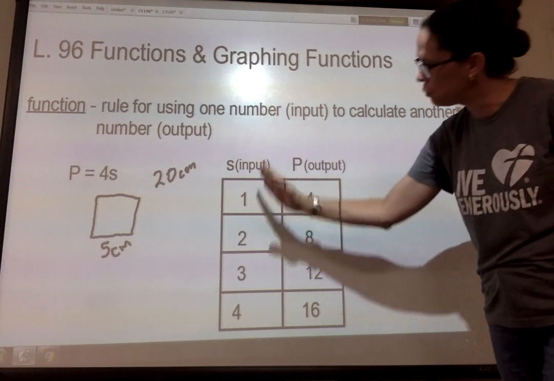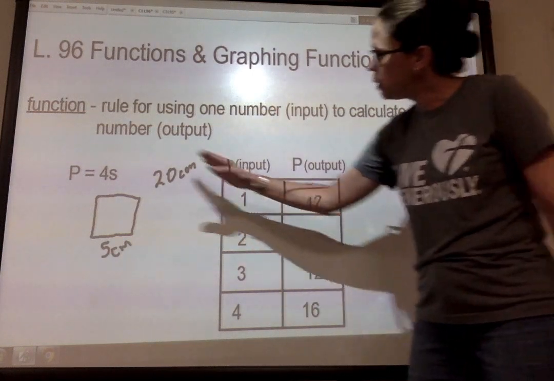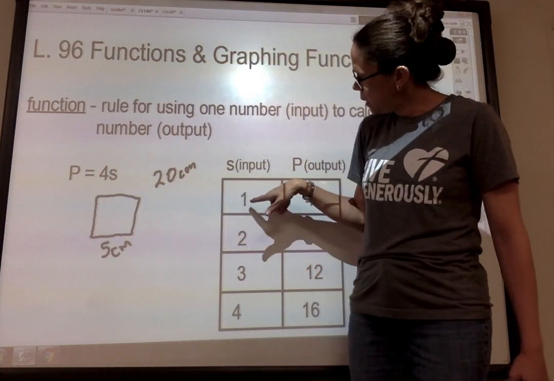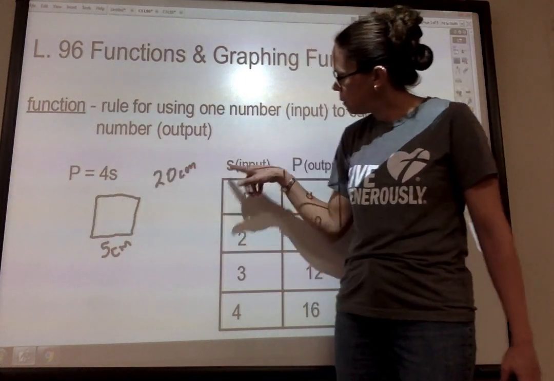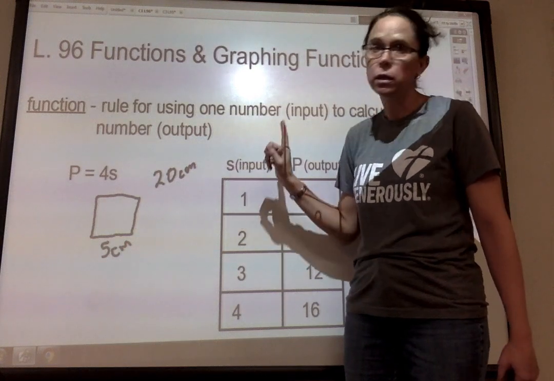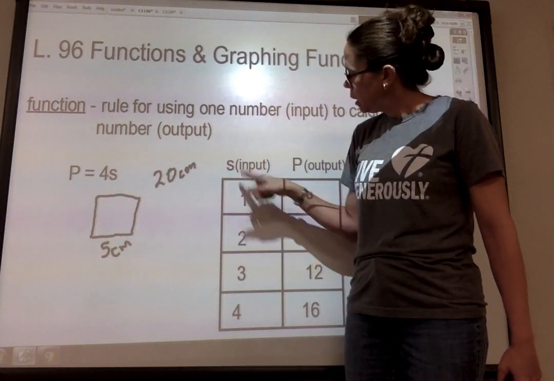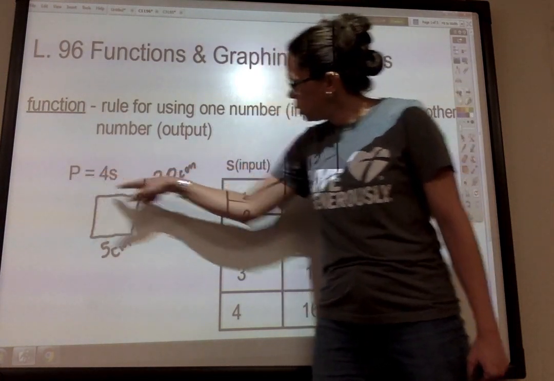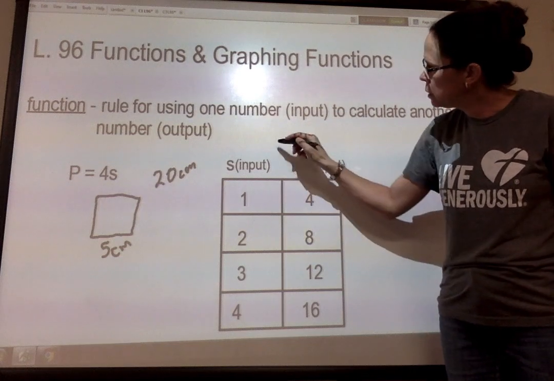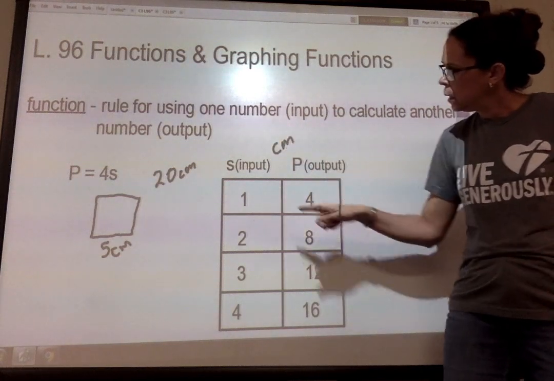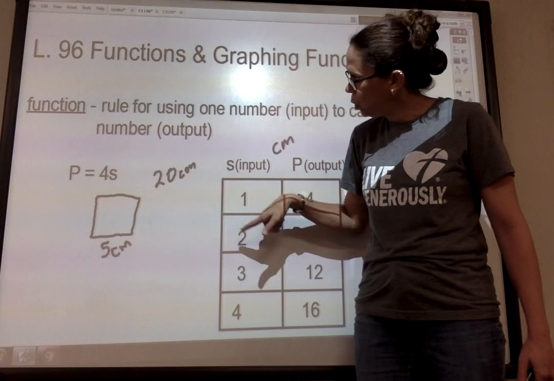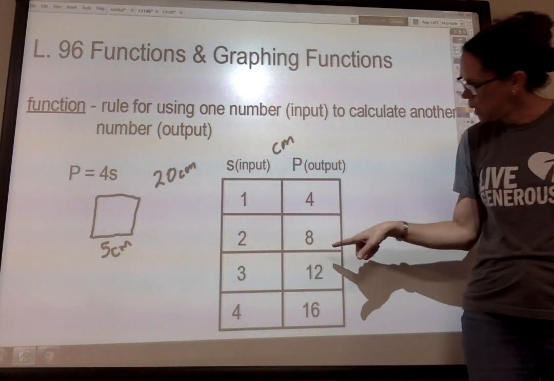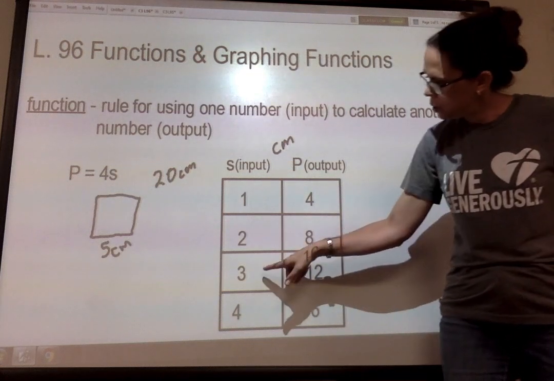This is when we have values for the inputs. We put them into our equation to find out our outputs, okay? So if the length of the sides of a square are equal to 1, that's my S for my input, the length of the side for S. If the sides measure 1, 1 times 4 is 4, so my perimeter would be 4, and these are all in centimeters, okay? If the length of the sides measure 2, I put 2 in for S. 2 times 4 is equal to 8 for my output, and so on.